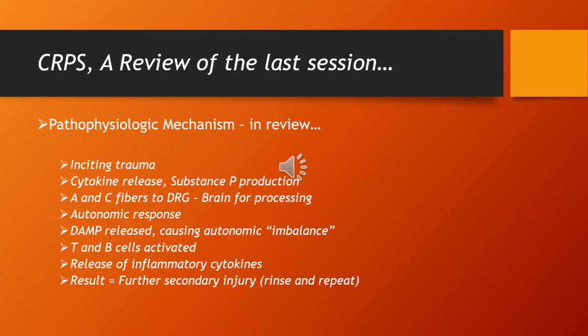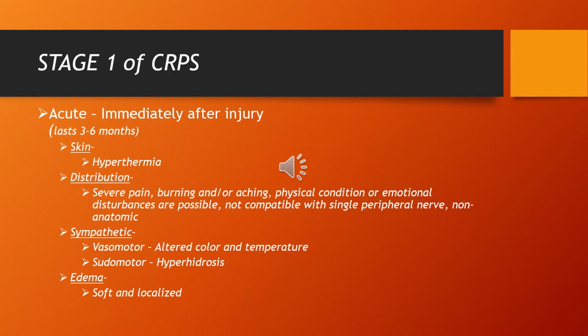So today we'll build on that knowledge to become better diagnosticians when it comes to understanding this condition. Okay, we have the first stage of CRPS, and this is obviously called the acute stage. The acute stage can last up to 3 to 6 months, and generally will happen very immediately after an injury or an insult.